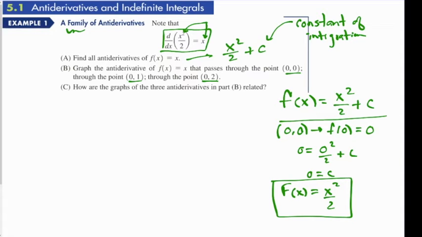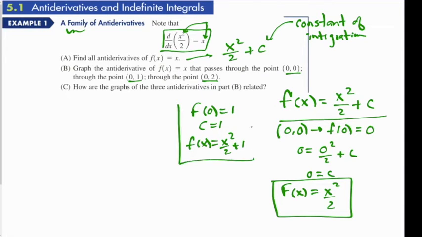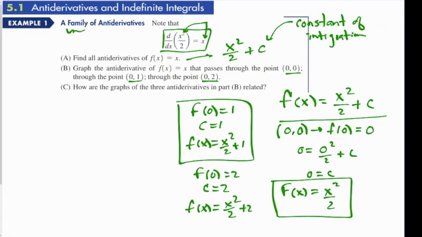And you can work this out for (0, 1) and for (0, 2). And you'll find that f(0) = 1 will mean that c equals 1, and that'll give us an f(x) equal to x squared over 2 plus 1. And that f(0) = 2 will imply that c is equal to 2 and give us an f(x) equal to x squared over 2 plus 2.